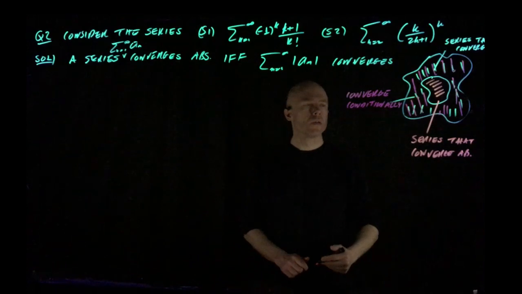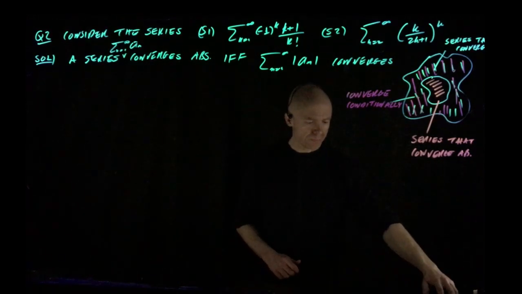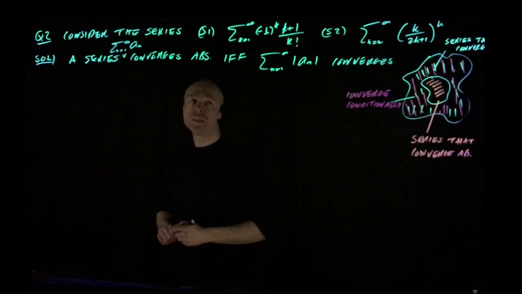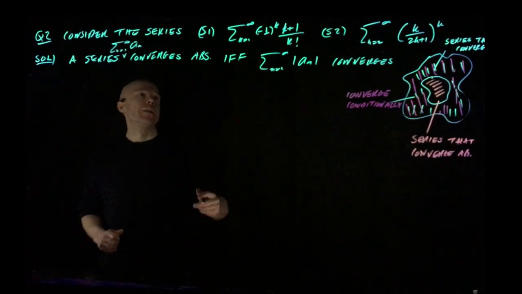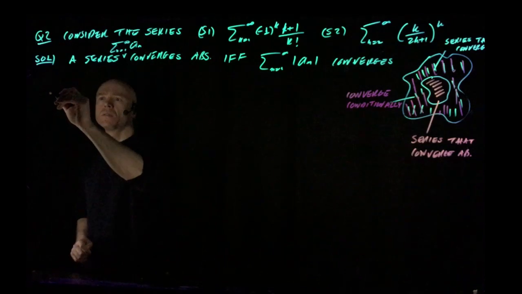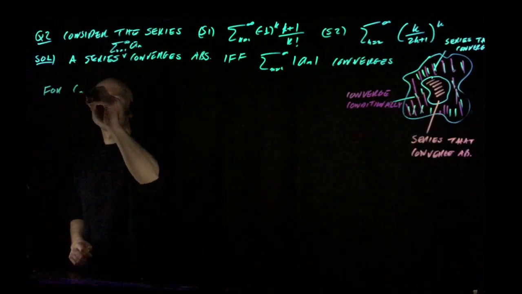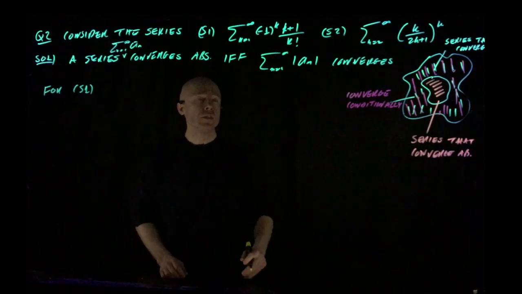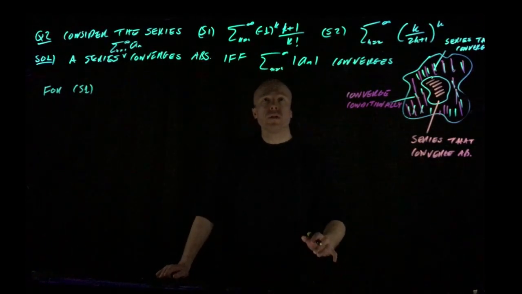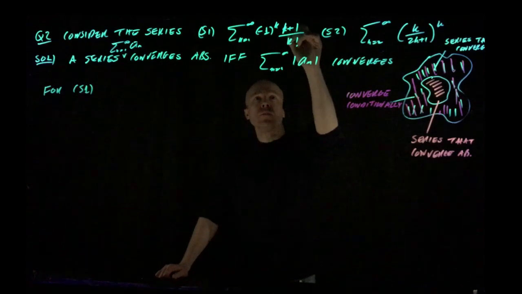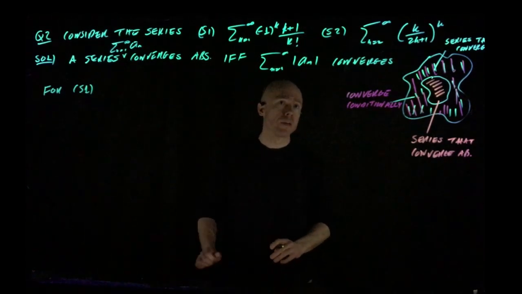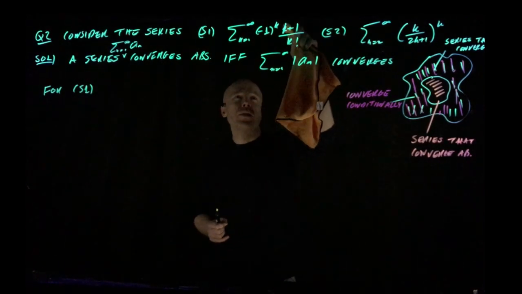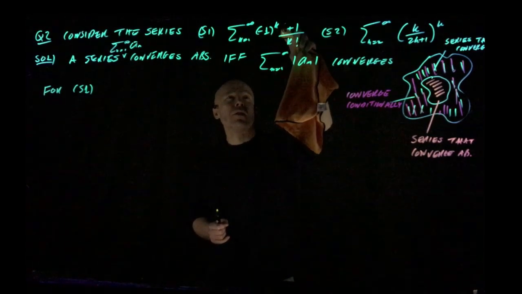Okay. All right, so we're going to have to determine what happens with these guys. And let's look at the first guy. So for S1, it's an alternating series, okay? But if we look at the terms (k plus 1) over k factorial, those guys are going to 0 like crazy, right?